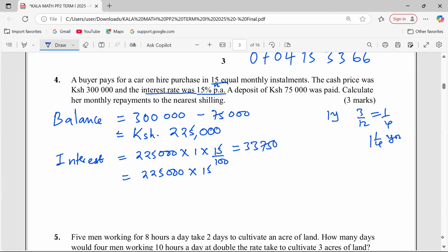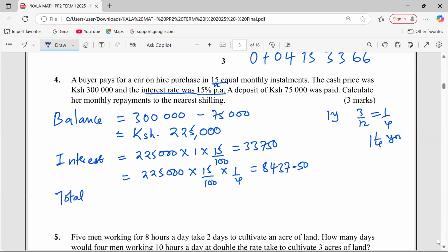Then we shall also have another interest at the same rate of 15% for a quarter of a year. So 225,000 multiplied by 15% multiplied by 1 out of 4. This gives us exactly 8,437.50.